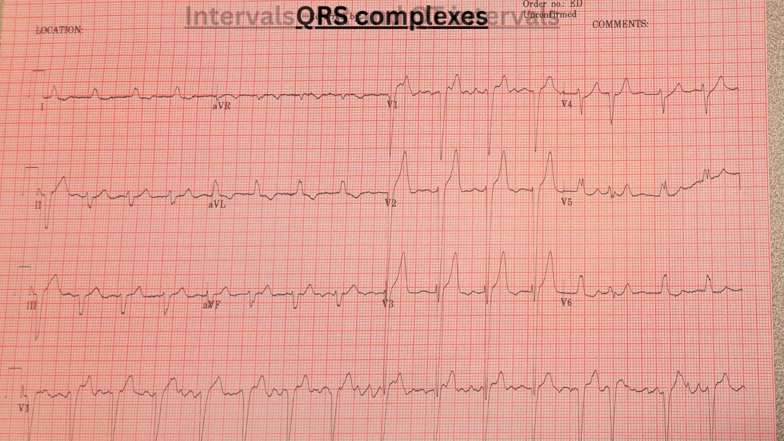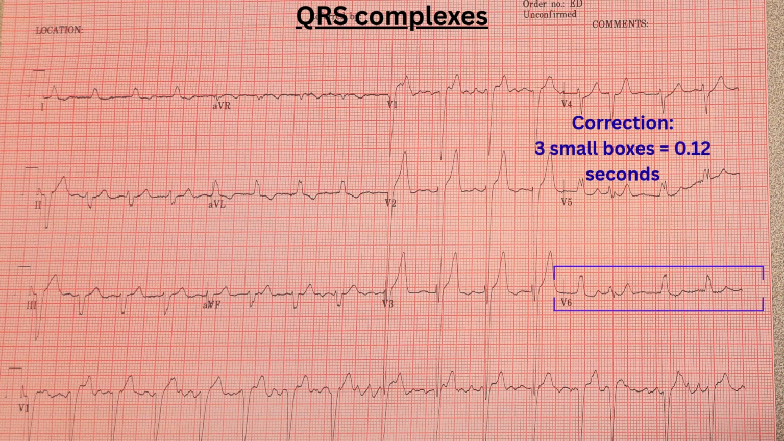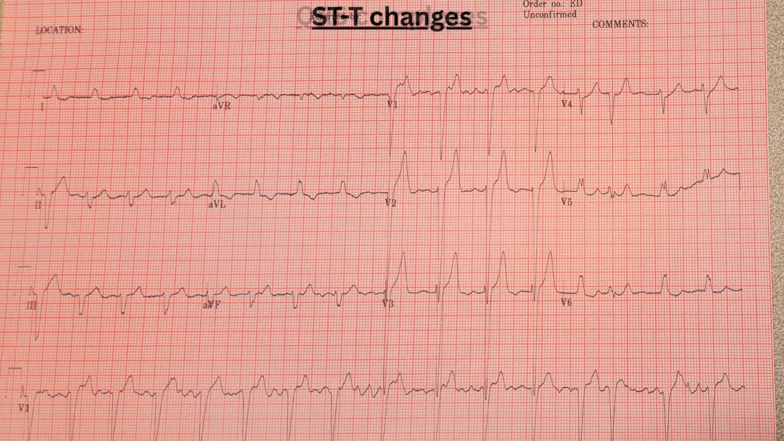Moving on to step 6, that is QRS complexes. The QRS complexes are broad, measuring approximately 3 small squares in width, which is equal to 0.12 seconds. Step 7 is ST-T changes.